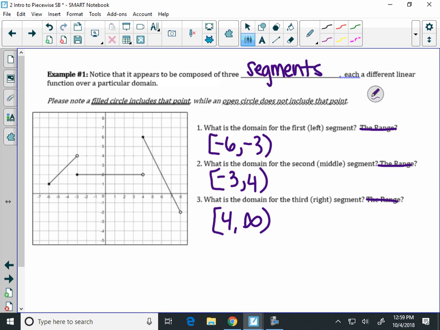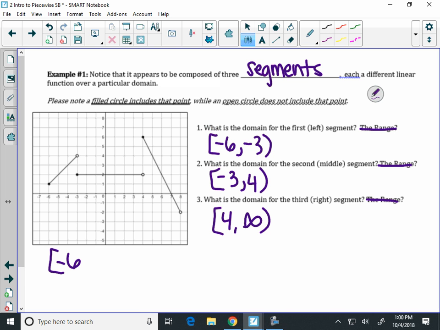Now, I have 3 different domains there. If I had to write the domain for the entire graph, what would you say it would be? -6. And here's the tricky part. When I get up here, when I get to -3, see how there's an open dot? Do I have to stop my domain, or does it keep going? Do the x's keep going? It keeps going. Why? Why is there a value here?